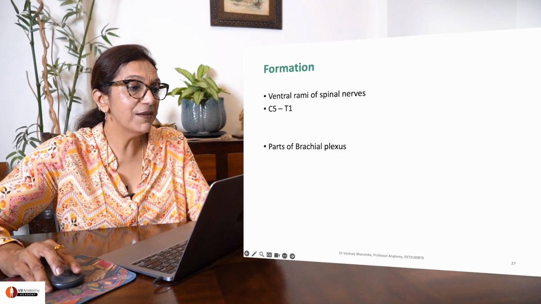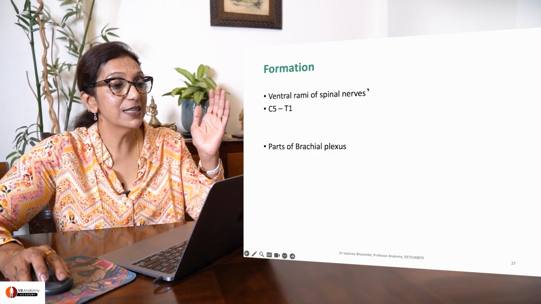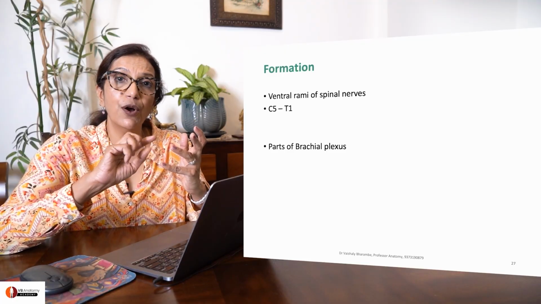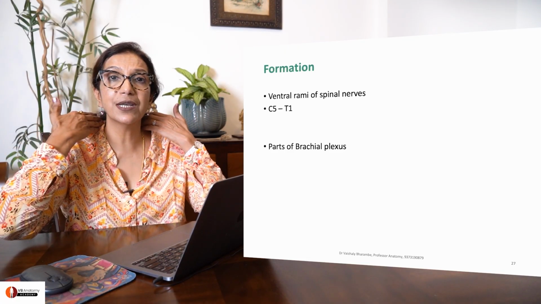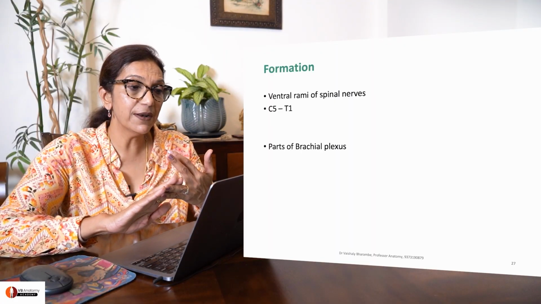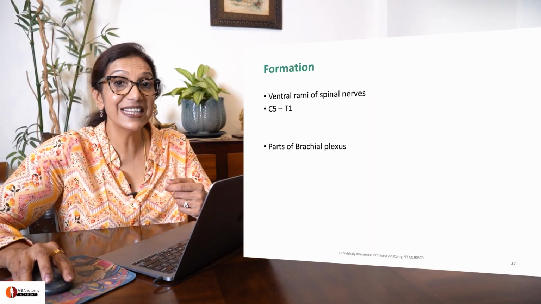It is formed by ventral rami of spinal nerves. Which spinal nerves? C5 to T1. So it's formed by ventral rami because dorsal rami are distributed posteriorly. It's formed by ventral rami of spinal nerves from C5 to T1. Let's see how it's formed.